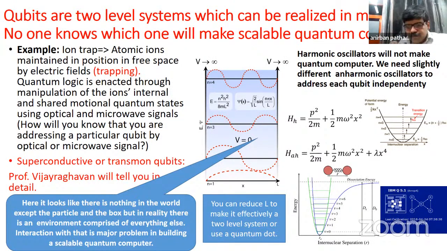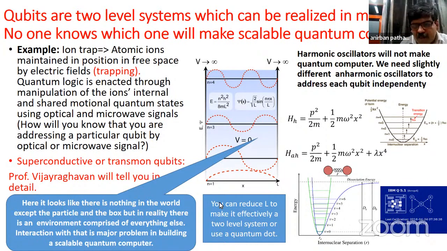So what we'll do is make an anharmonic oscillator. The anharmonic oscillator is shown below. Each qubit in a real quantum computer is an anharmonic oscillator. But there is a difference: each of the qubits is a different anharmonic oscillator, so that I can address them separately. In layman's language, their energy levels are different.